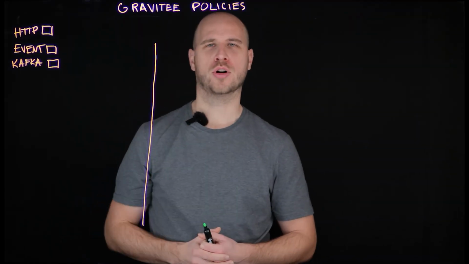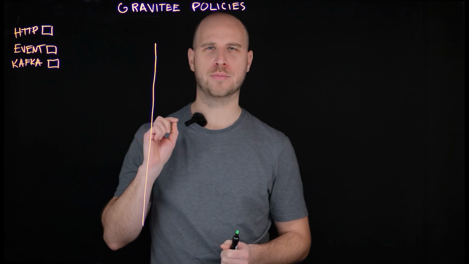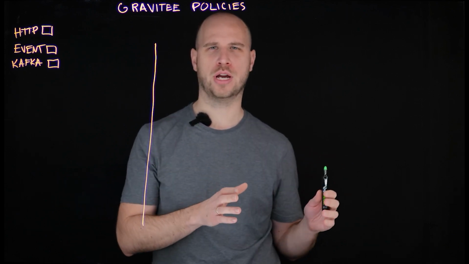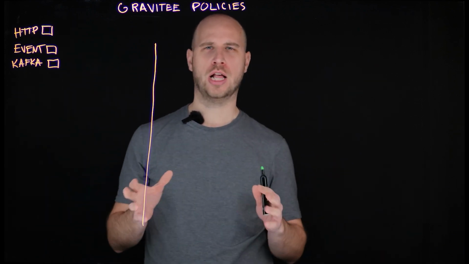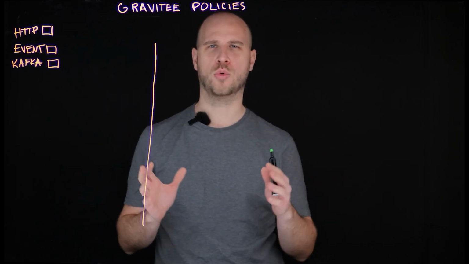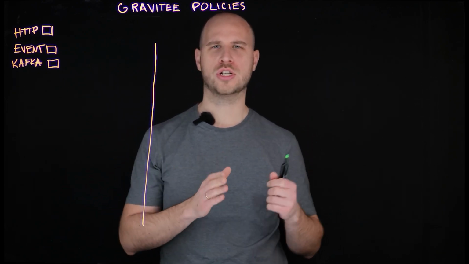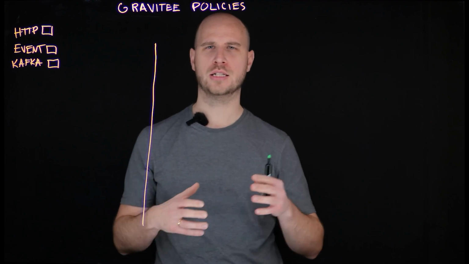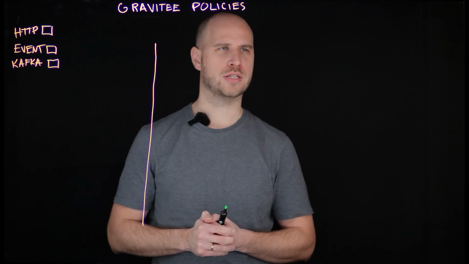Today we will be talking about Gravitee policies, a very important thing for the gateway in Gravitee to be able to help you do transformations, orchestrations, access control, rate limiting, whatever logic you may want to have between your client and your actual API service.